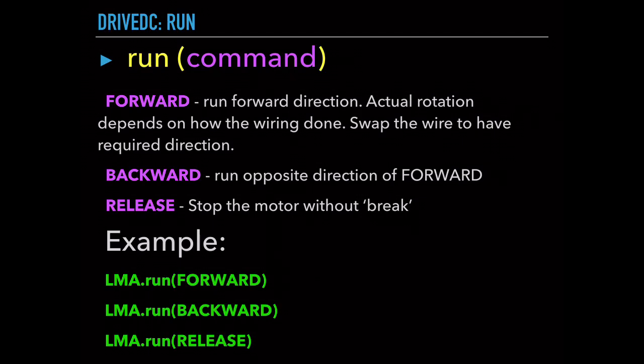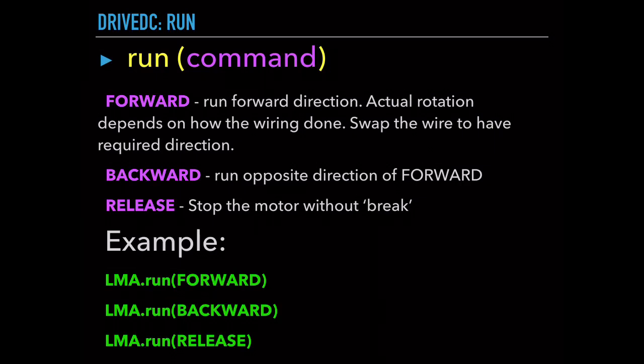Then the run command. With this one we can run the motor. Before running this, the SPI has to be initialized. The command has to be either forward, backward, or release. Forward: the actual direction depends on the wiring connection in the motor driver shield.